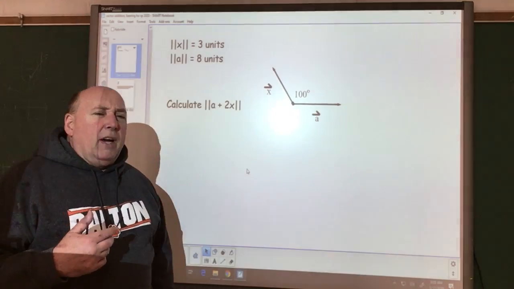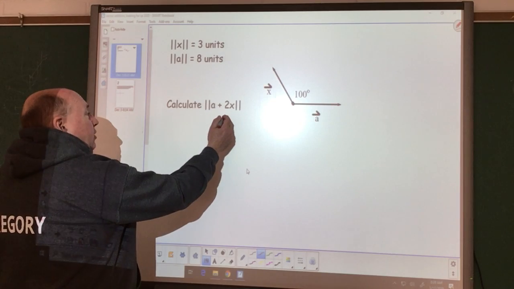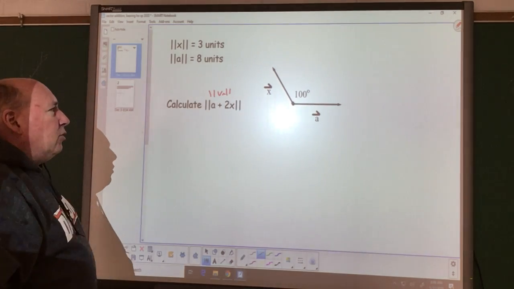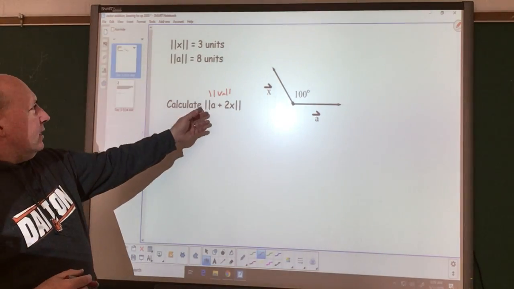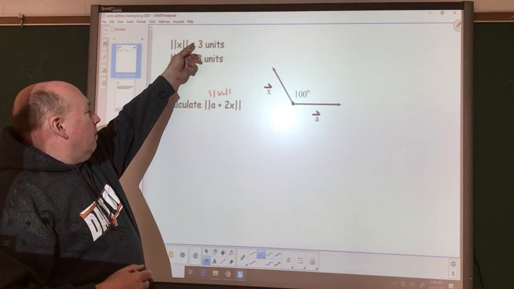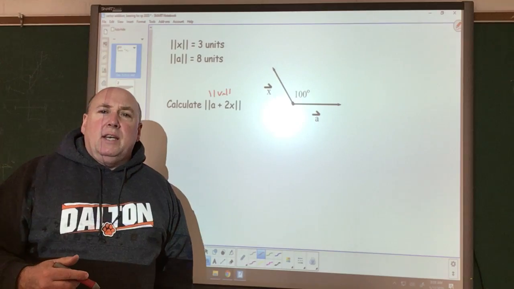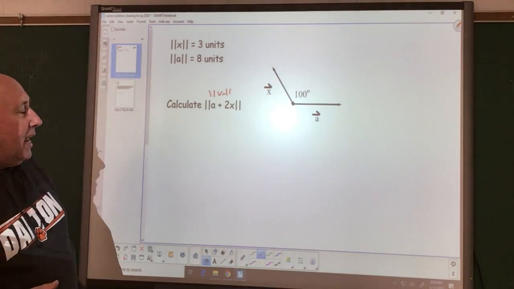We want to be able to find the resultant vector. When I ask you to find this, I'm looking for the magnitude of the resultant vector. Because obviously we just can't take a, which is 8, plus 2 times x, which is 2 times 3, 6, and get a value of 14. We're not going to get that. We have to go with respect to it at an angle.